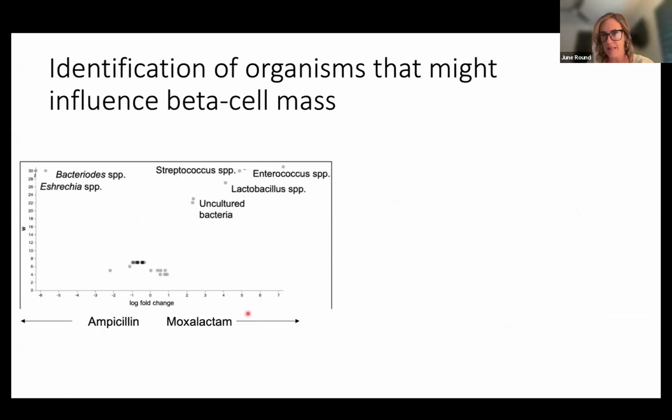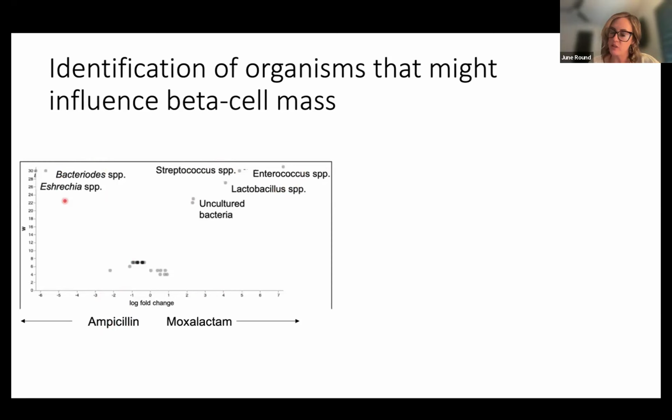So when we do an ANCOM analysis focusing in on these bacteria, and we'll talk about the fungi in just a minute here, in animals where you have a very high beta cell mass, basically to SPF levels, we see an enrichment of organisms such as Enterococcus, Lactobacillus, and Streptococcus. Whereas in animals that had a reduced beta cell mass, such as ampicillin-treated animals, we saw an enrichment of specific Bacteroides species, as well as E. coli species.